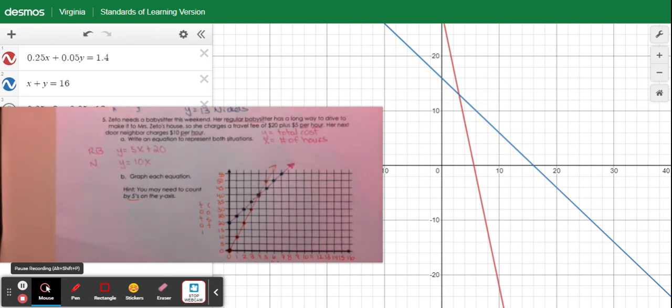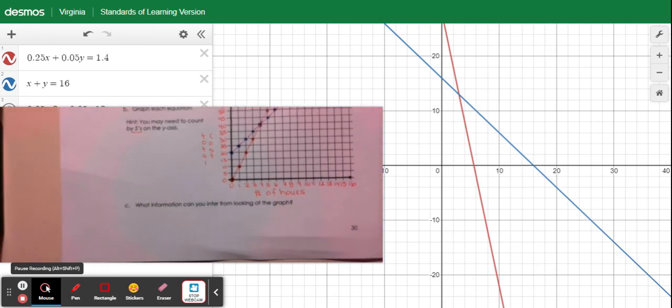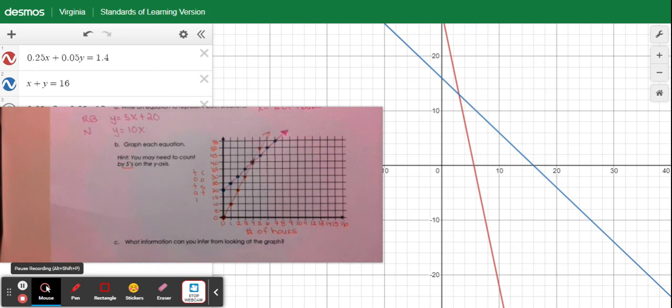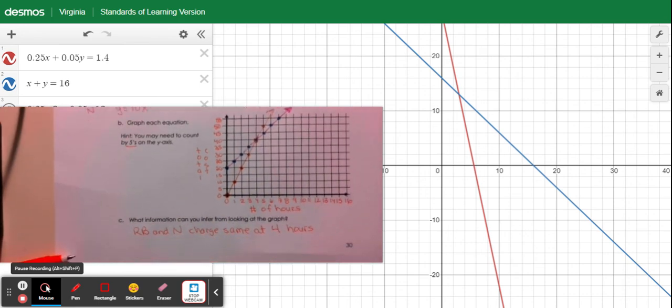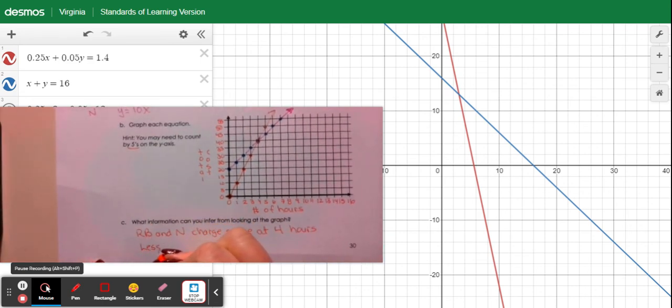So there's a graph of what these are going to charge, and the question is what information can you infer from this graph? Well, the first thing you can infer is that your RB, or regular babysitter, and neighbor charge the same at 4 hours, right? At 4 hours, they are both charging $40. However, if you are babysitting for less than 4 hours, it looks like your neighbor is less expensive.